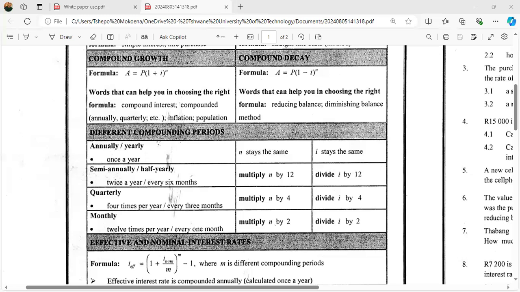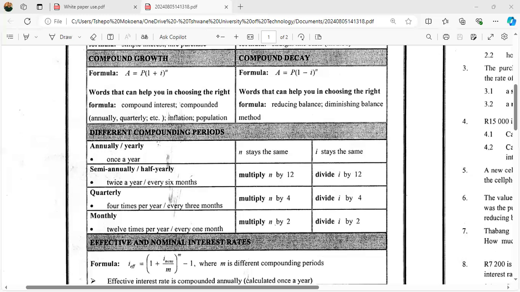But when they say semi-annually or half-yearly, what does that mean? This is self-explanatory, right? Semi-annually means half a year, meaning twice a year, or you can say every 6 months. So when you read your statement and it says compounded semi-annually or compounded half-yearly, that means the money you save into the savings account will earn interest every 6 months.